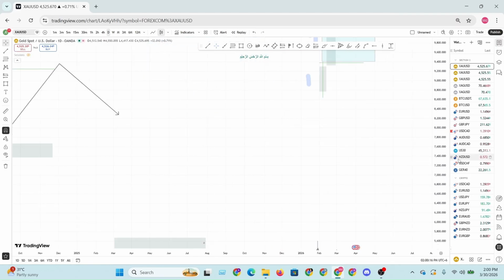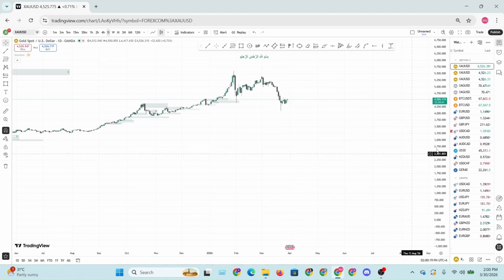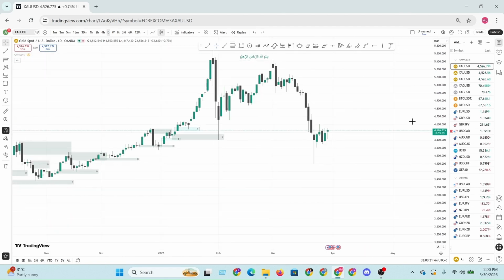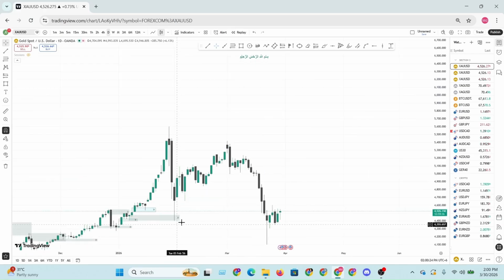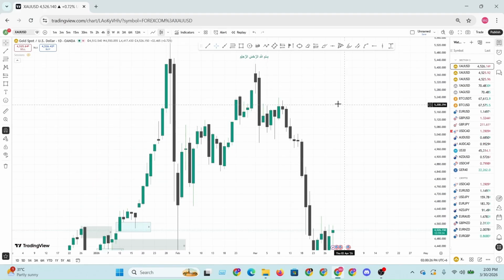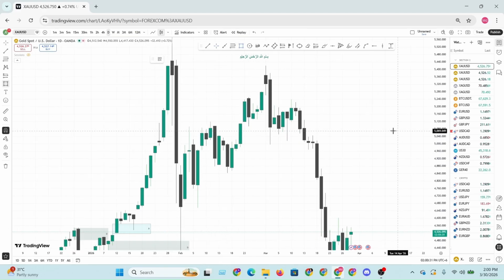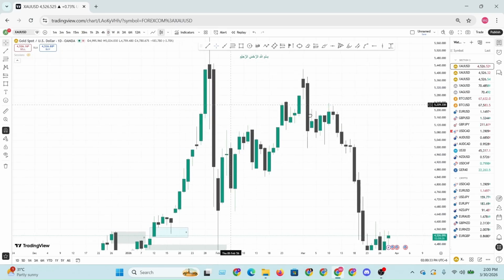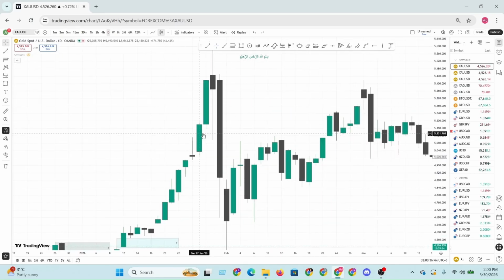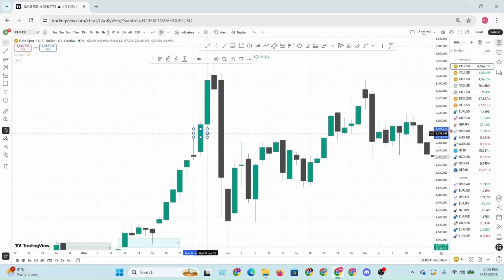Okay, let's see some examples. See, this is the first candle, second candle, third candle. The gap between these two candles is called FVG. This is FVG. Again, I can see first candle, second candle, third candle.